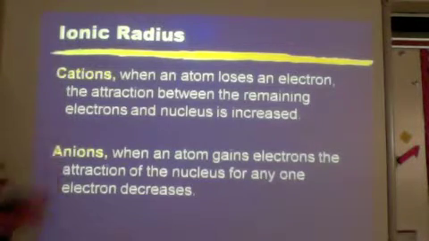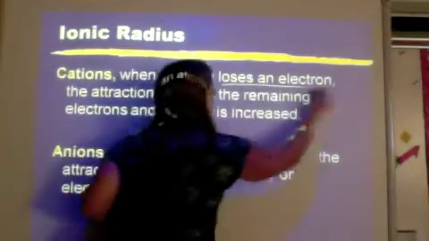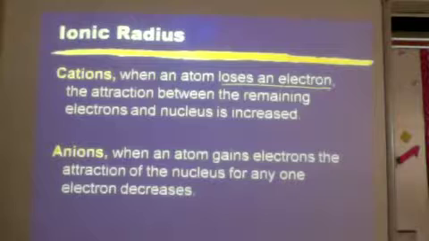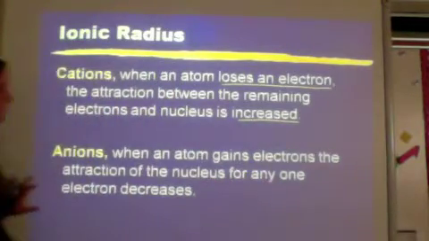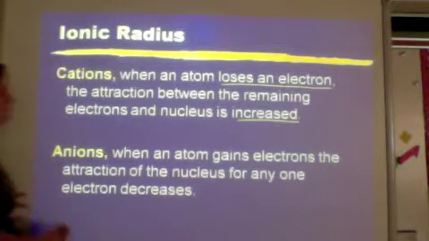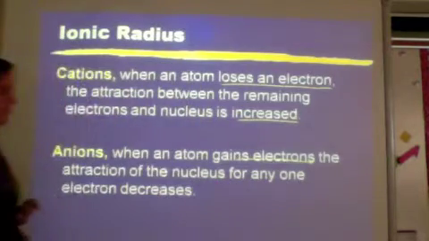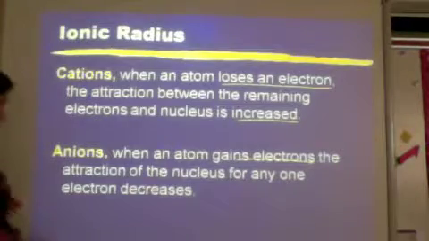So first, vocabulary words, cation and anion. A cation loses electrons. When it loses an electron, it causes the attraction between the remaining electrons and nucleus to increase. So therefore, since that remaining charge is there and causing it to increase, the size will get smaller. Anions gain electrons, so pretty much it has the same attraction, so it's going to get bigger.